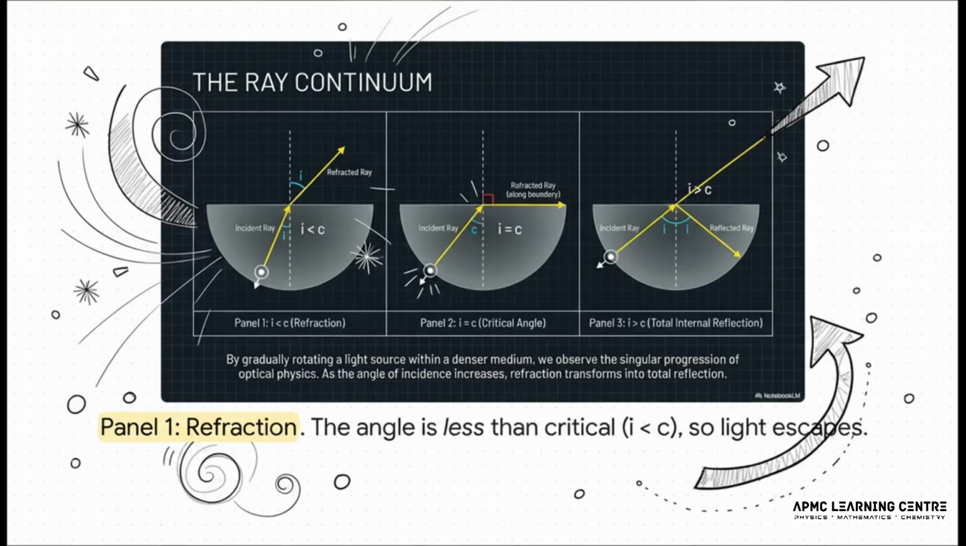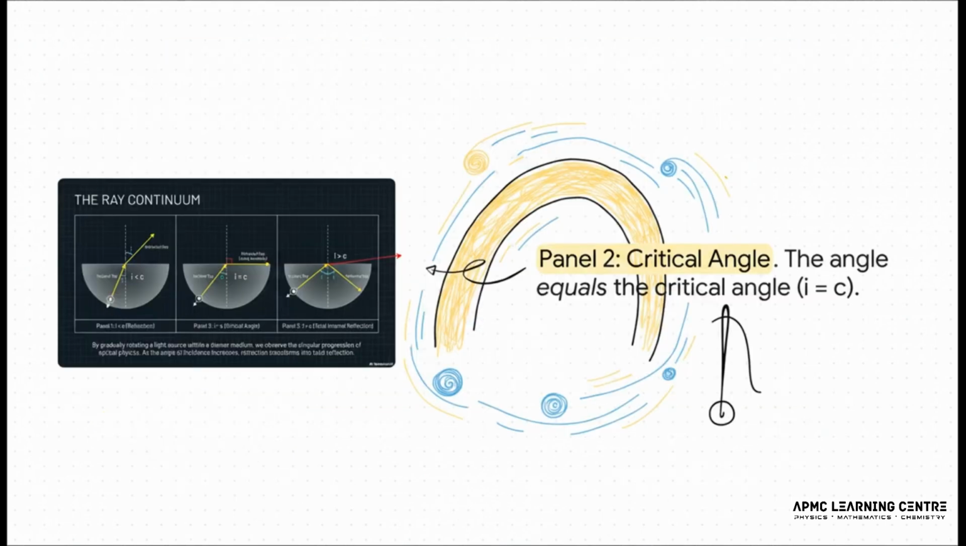Let's walk through this step by step. So here in the first panel, the angle is less than the critical angle. And what happens? The light just bends and escapes. Normal, everyday refraction. Nothing special yet. Then, in the second panel, we hit the critical angle exactly, and there it is, that tipping point. The light bends so hard it just skims right along the boundary line.